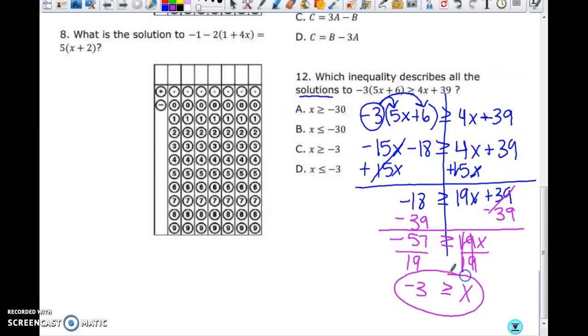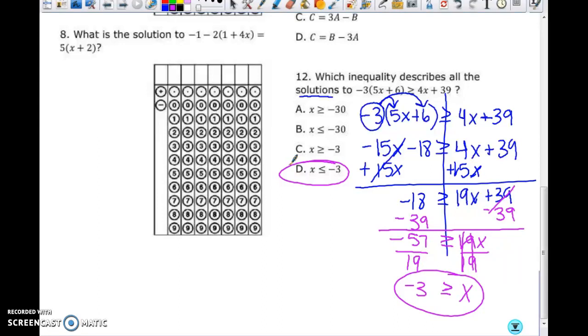However, I want to rewrite it because I want the x to go first. So basically, I'm going to flip it, right? So I have my x first, and the inequality is opening up to the number. So x should be less than or equal to negative 3, right? So the answer is D. Now, again, this is a lot of steps. Same things apply. There is actually a magic trick to do an inequality.